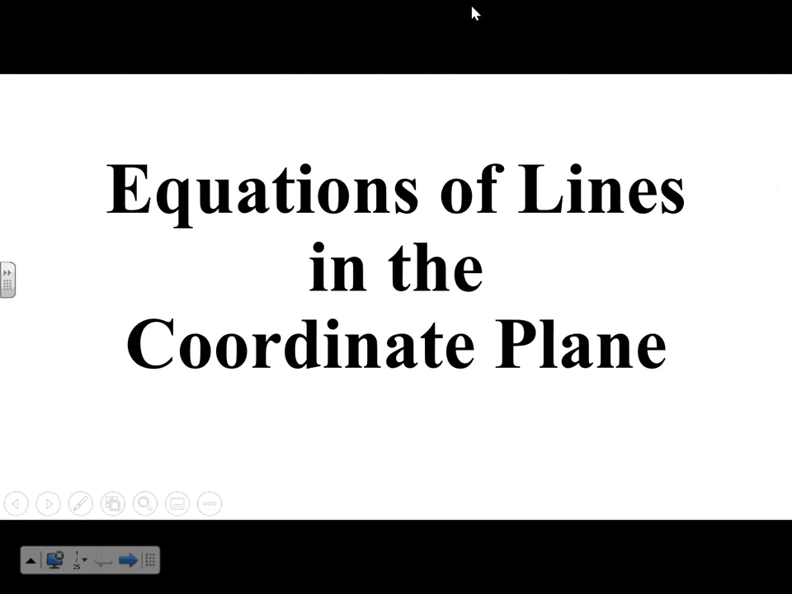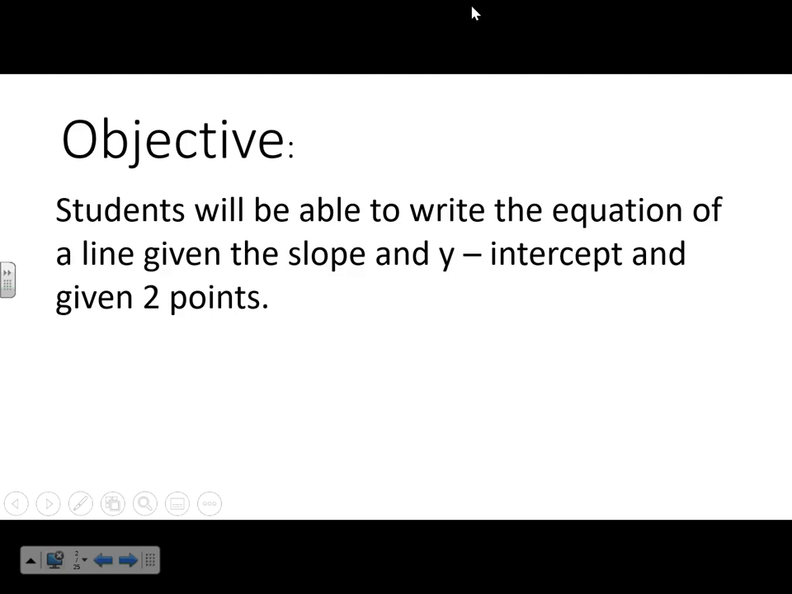This is a lesson over equations of lines in a coordinate plane. So the objective: students will be able to write an equation of a line given the slope and the y-intercept and given 2 points. If you look at this objective, it is very much an Algebra 1 objective. In Algebra 2, if you had that last year, we also did this a lot. So hopefully this is a review for you guys.